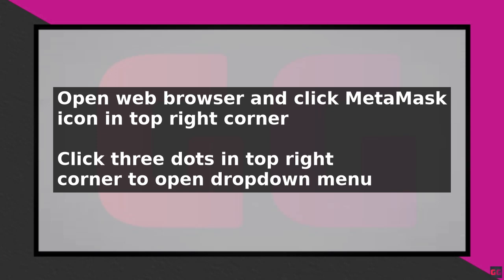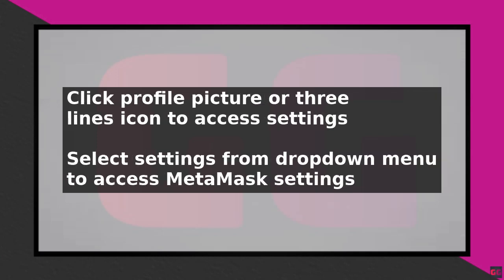In the pop-up window, click on the three dots in the top right corner. This will open a drop-down menu. From the drop-down menu, select the Expand View option. This will make the MetaMask interface larger, but it may not be full screen.